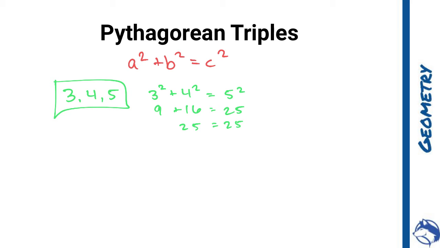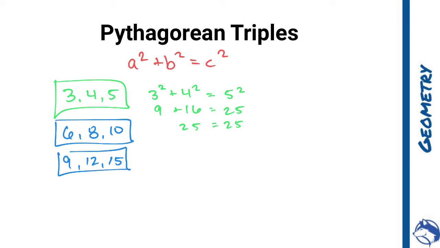Some other common ones, and I would suggest that you go ahead and take a look at them, would be like 6, 8, 10, 9, 12, 15, and you can keep going with this. Hopefully you're realizing that it's just the 3, 4, 5 multiplied by 2 and then multiplied by 3. So that can keep going on forever.